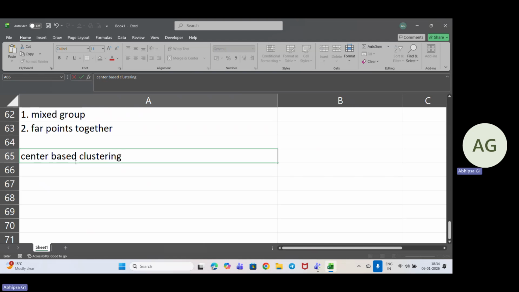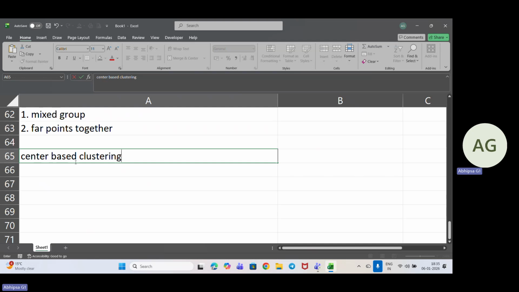Center-based clustering. So let's take an example. Before that, what is center-based? Center means the middle point, and based, of course, means it is dependent on. So center-based clustering means we make a group using a middle point, and every item that is near that middle point will belong to that group. That is the major idea about center-based clustering.